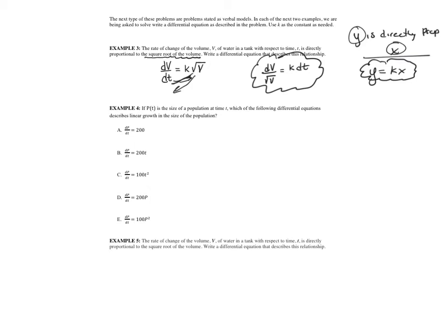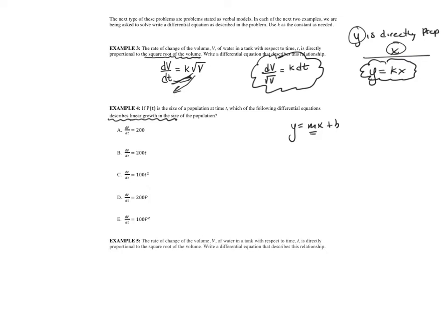So now in this next example, just a little multiple choice sample here. And they say P of t is the size of a population at time t. Which of the following differential equations describes linear growth? So if we're talking about a function that has linear growth, that means that the function must satisfy something like y equals mx plus b, but mainly that the growth rate would be constant.